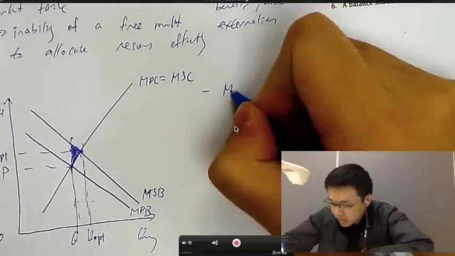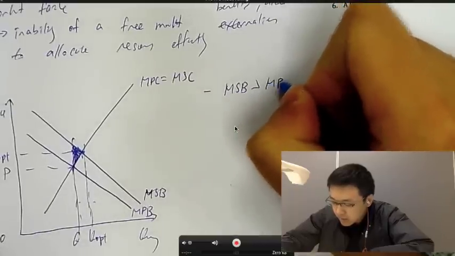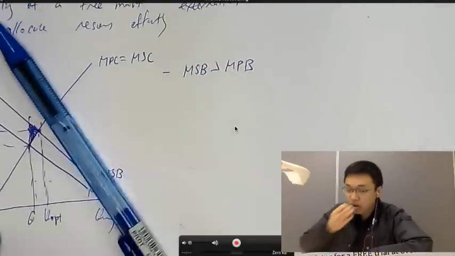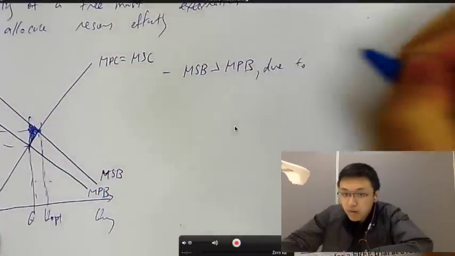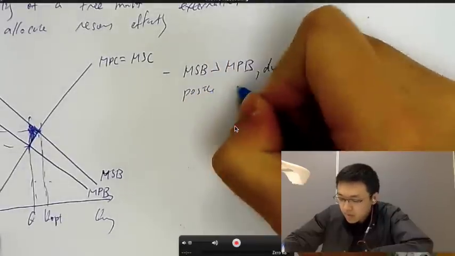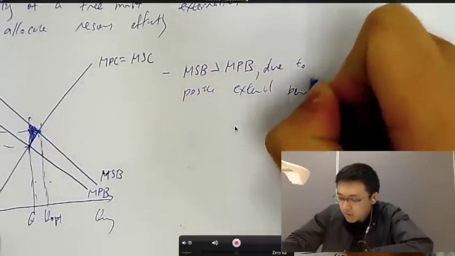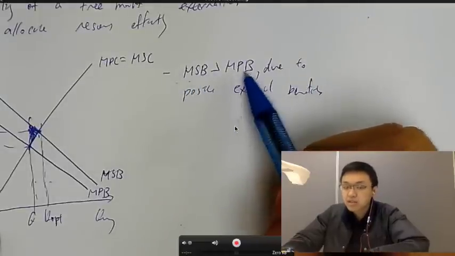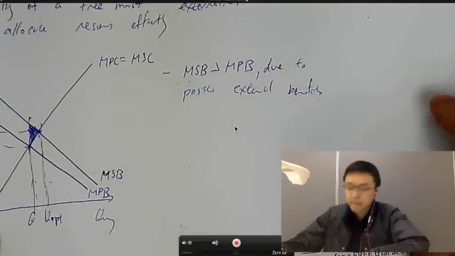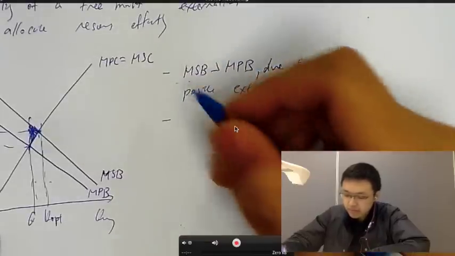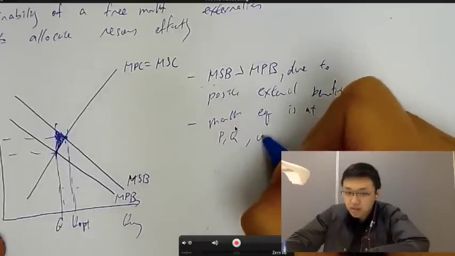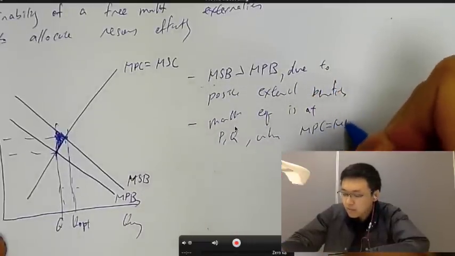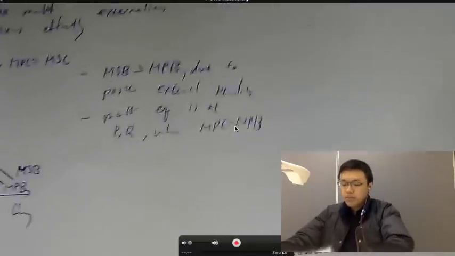Okay, so let's see how we can explain this diagram. Number one, we can say MSB exceeds MPB. Why is this the case? This is always how I like to explain the market failure diagram. First, you explain why there are two demand curves, due to the positive external benefits. Because there are positive external benefits, the social benefit exceeds the private benefit. And then next you say the market equilibrium is at where? P and Q, right? Why? That is where MPC equals MPB. That's where the market equilibrium is.